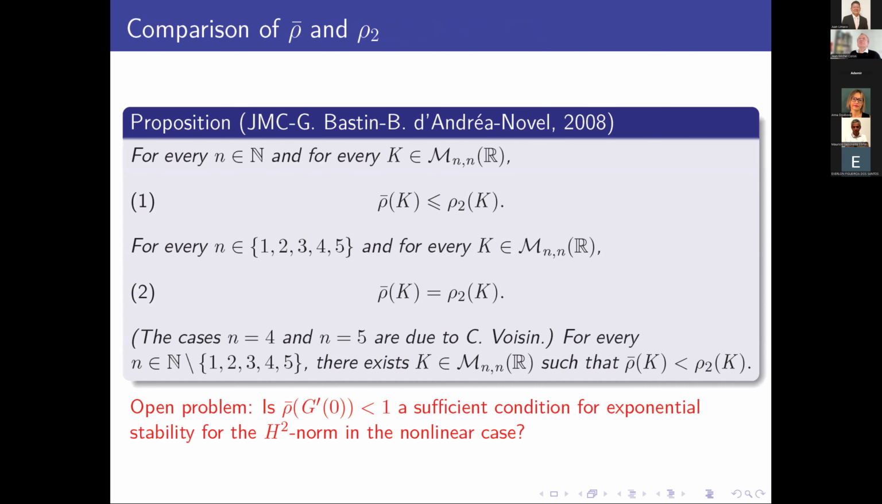Now we want to compare rho bar and rho 2. And now the situation is a little better, because you have equality between rho bar of K, which is the optimal result for the linear case, and rho 2 of K. You have equality until dimension 5. And for dimension larger than 5, this is not true. You have cases where the inequality is strict.